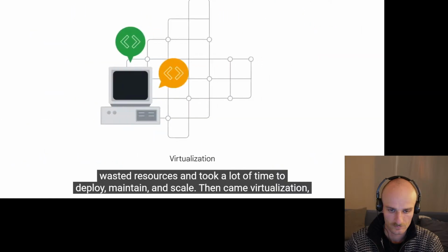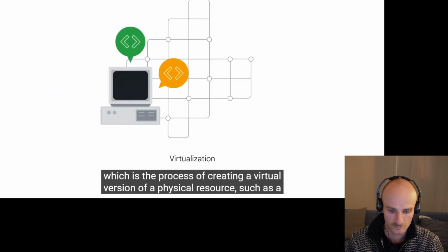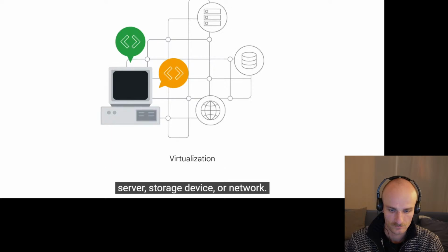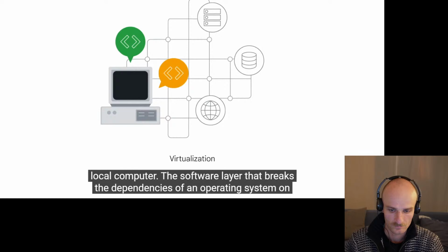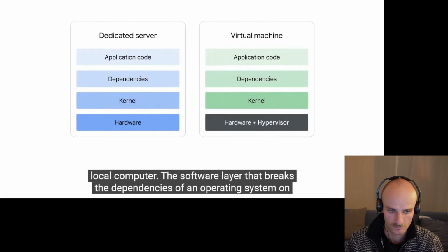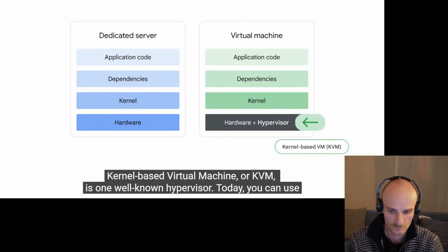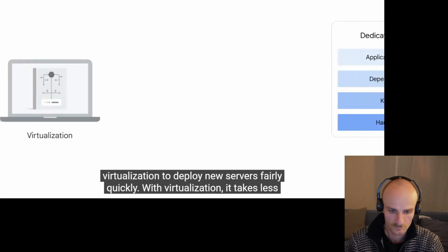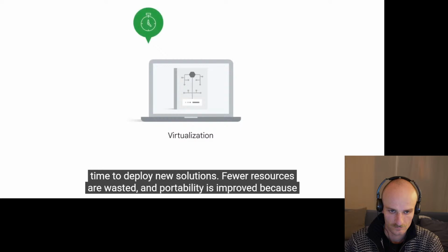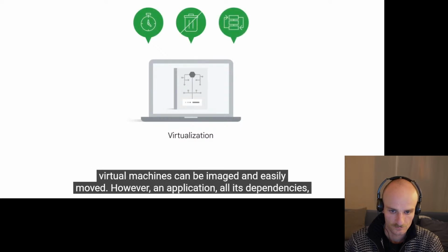Then came virtualization, which is the process of creating a virtual version of a physical resource, such as a server, storage device, or network. Virtualization made it possible to run multiple virtual servers and operating systems on one local computer. The software layer that breaks the dependencies of an operating system on the underlying hardware and allows several virtual machines to share that hardware is called a hypervisor. Kernel-based virtual machine, or KVM, is one well-known hypervisor. Today, you can use virtualization to deploy new servers fairly quickly. With virtualization, it takes less time to deploy new solutions. Fewer resources are wasted, and portability is improved because virtual machines can be imaged and easily moved.